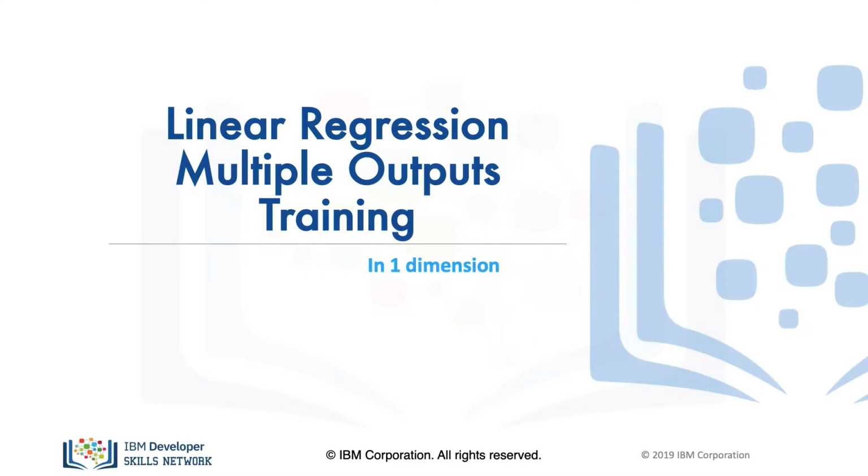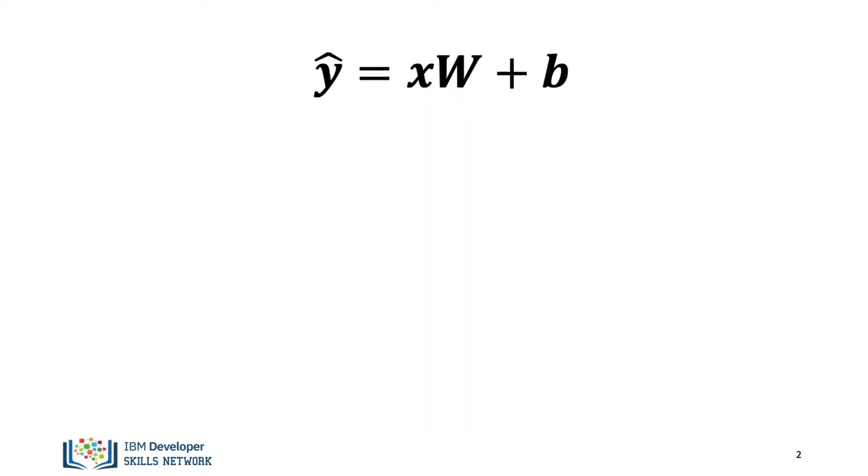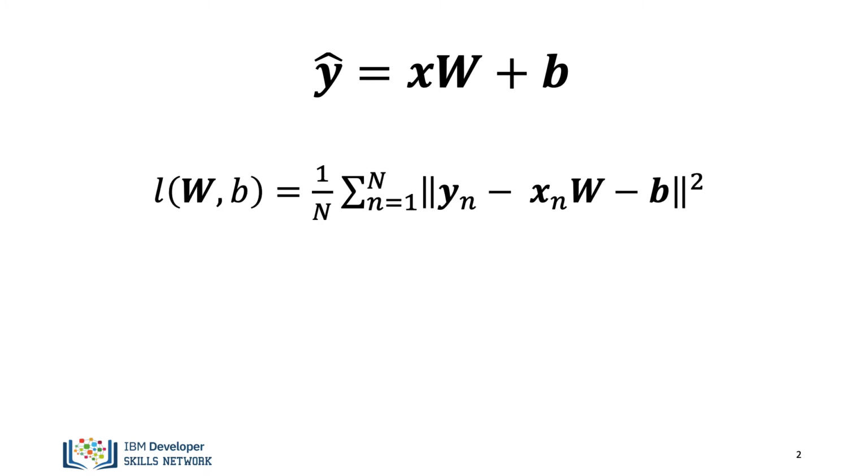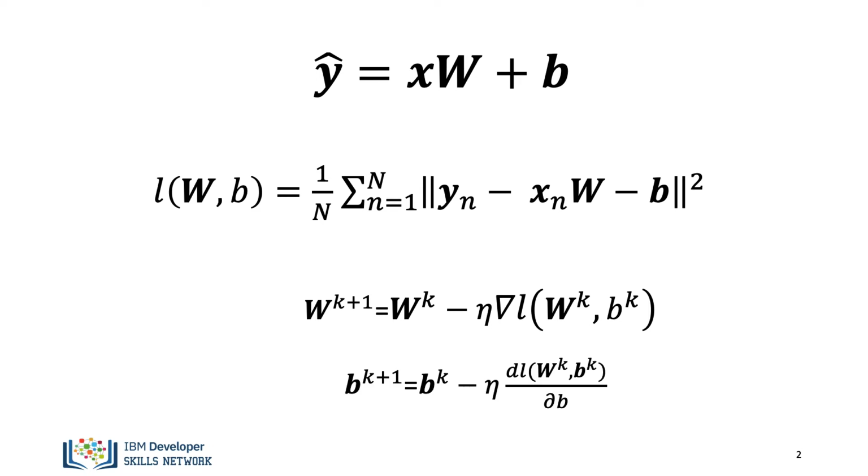In this video, we will review how to train a linear regression model with multiple outputs. Our targets y and our predictions y hat are vectors. The cost function is the sum of square distance between our prediction and our target y. We update the weights. The only difference is w is a matrix. The bias terms are also vectors.